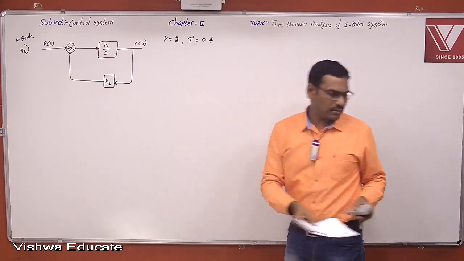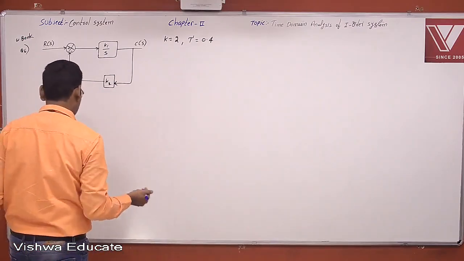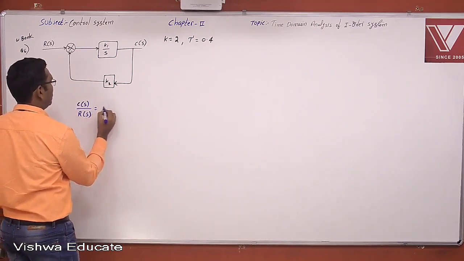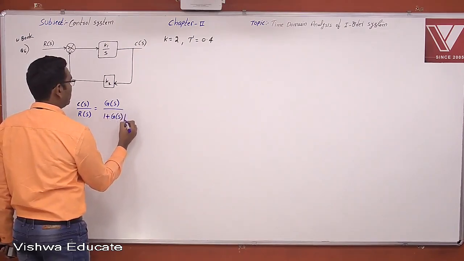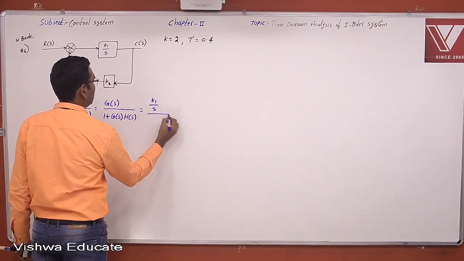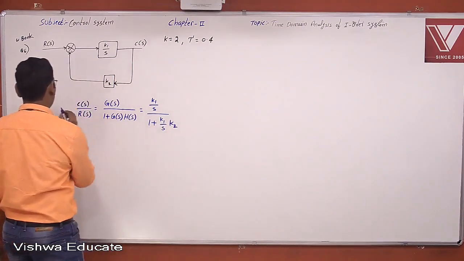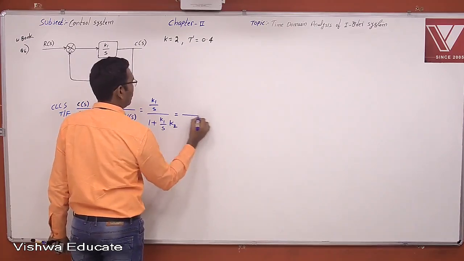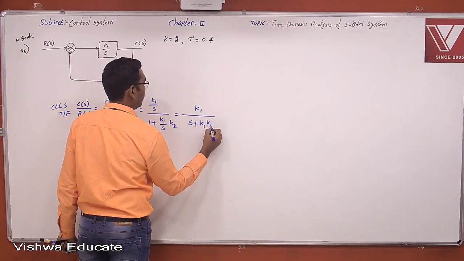Now first, we will try to simplify this block diagram. This is the closed loop control system with negative feedback, C of S by R of S equal to G of S by 1 plus G of S into H of S. Therefore, it is K1 by S divided by 1 plus K1 by S into H of S, which is K2. This is the closed loop transfer function, which is equal to K1 by S plus K1 K2.